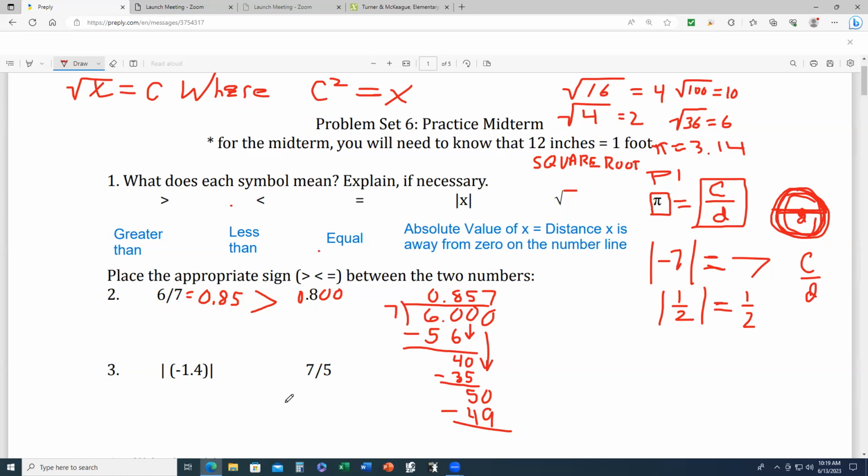All right. And then the next one. This is the absolute value of negative 1.4. The absolute value of negative 1.4 is positive 1.4. Whenever you take the absolute value of a number, you always report the positive of that number. Always. That's the way absolute value works. So the absolute value of negative 10 is positive 10. The absolute value of negative 3 is positive 3. The absolute value of positive 6 is positive 6. The absolute value of 7 is 7. See that? The absolute value of negative 1.4 is 1.4.